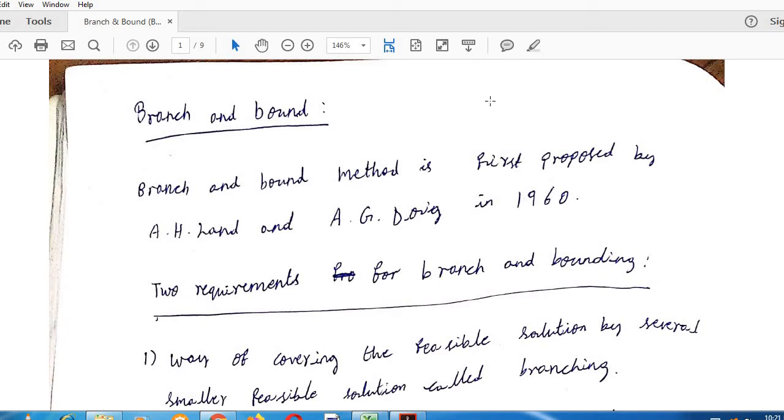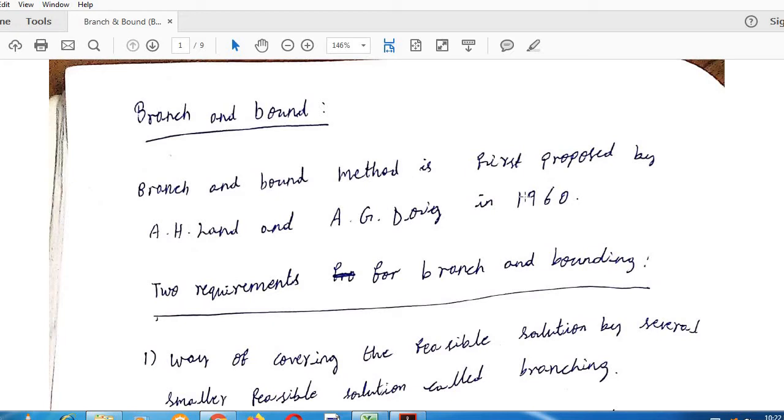In today's video lecture, I will explain branch and bound algorithms. Branch and bound algorithms are similar to the backtracking algorithm. These algorithms also use a state space tree to solve the given problem.